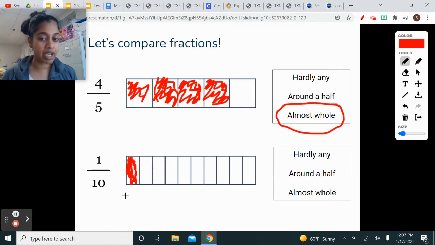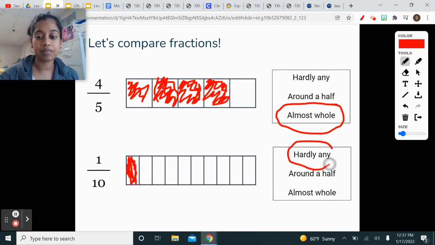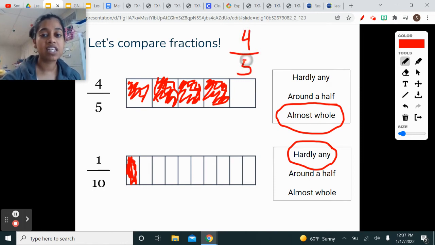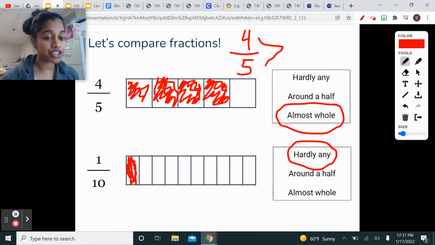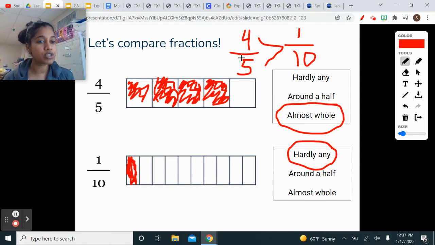Okay, so now looking at this, comparing it to the whole, that is hardly any of it, right? I still have a lot of pie left over from only taking 1/10. So that is hardly any. So now looking at my fractions, I can see that 4/5 is definitely bigger than 1/10, because 4/5 is almost my whole pie, and 1/10 is hardly any of my pie. So if I were to make a comparison statement, it would be 4/5 is greater than 1/10. And I know that because 4/5 is almost my whole pie and 1/10 is hardly any of it. So that's a way that we can compare.